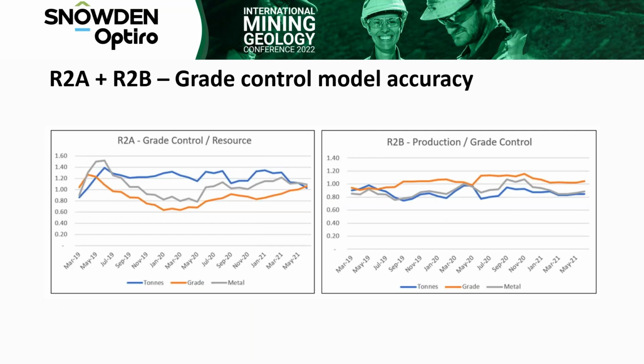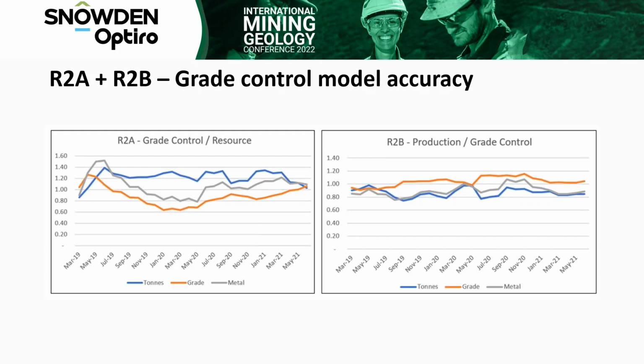What we saw when we actually split that up, that R2 up into that grade control to the resource and the production to the grade control, let's just look at the grade control to the resource first. You can see that there's quite a divergence between the tons and the grade, but it does start to come back in line around September 2020. Contrary to the fact that R2B, it kind of looks like it's pretty consistent for the whole time.